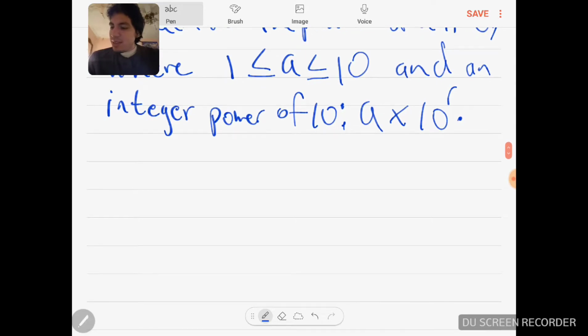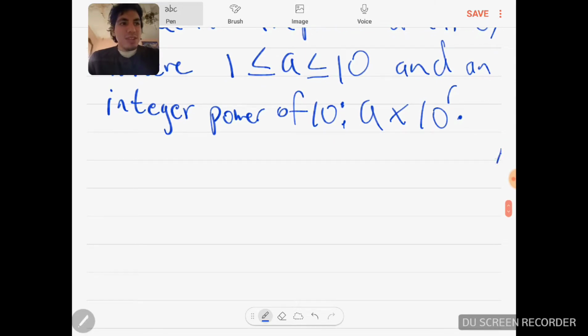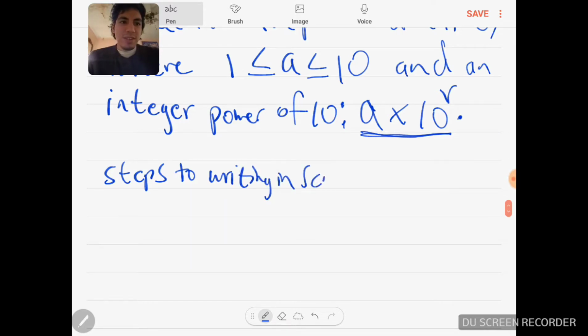So that just tells you the format. A times 10 to the r is generally the format for writing scientific notation. Now, what is the procedure to write one? I'll just call this steps to writing in scientific notation, okay?